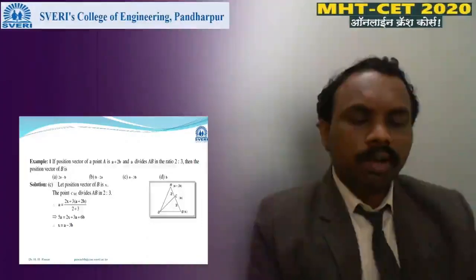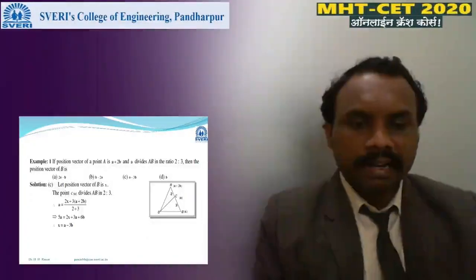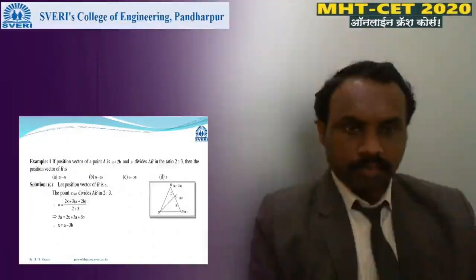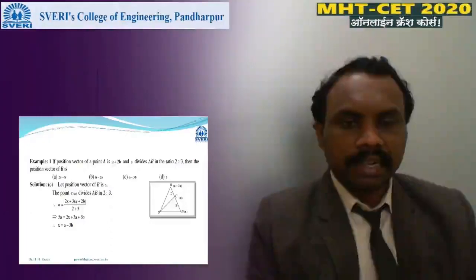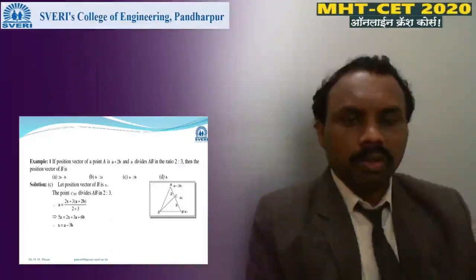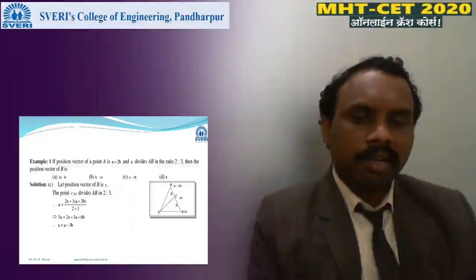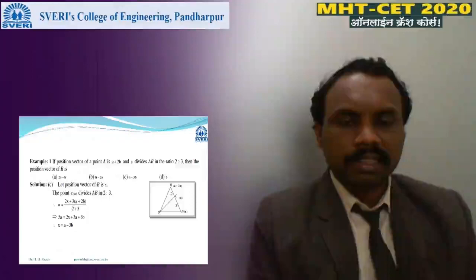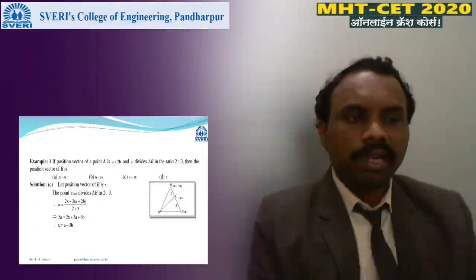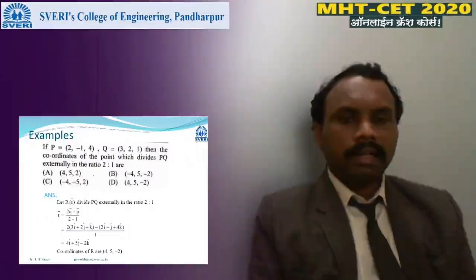Here m is equal to 2, n is equal to 3 in this case, and the vectors are a, x and a plus 2b. So 2 plus 3 is equal to 5. Taking on the left side, we'll get 5a is equal to 2x plus 3a plus 6b, which gives us x is equal to a minus 3b. Next we will see another example.